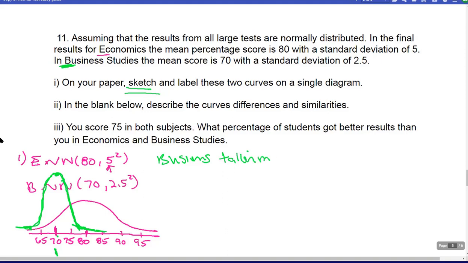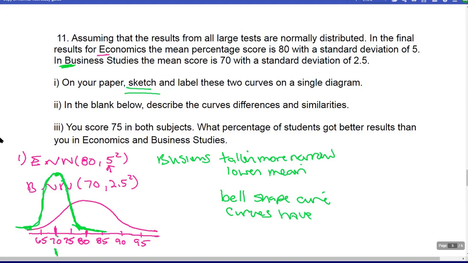and more narrow, right? It also has a lower mean, right? Now, what's similar about them? They both have an area of 1. Both curves are bell-shaped curves and both have an area of 1.